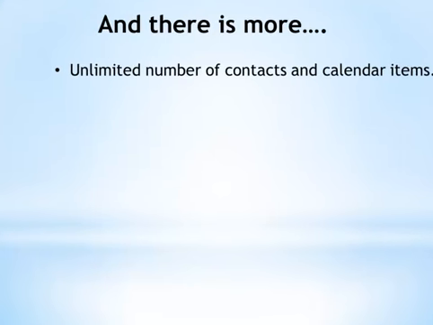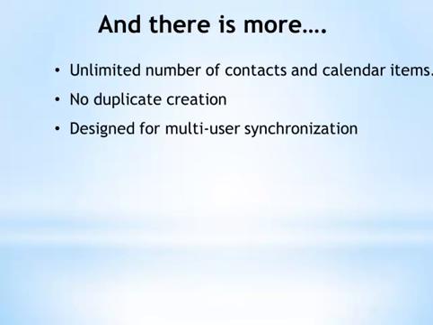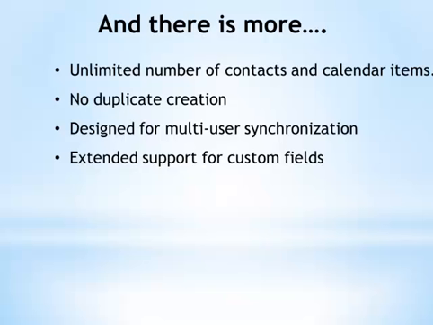And wait, there's more. There's an unlimited number of contacts and calendar items. There's no limitation on those. No duplicate creation. We do everything possible to not create duplicates, and users of our solution don't have the duplicate issues that other solutions offer. The system is designed for multi-user synchronization, i.e. scheduling between iPhones, multiple users, everything. The system takes care of that. It also offers extended support of custom fields, so you can put custom fields in the notes section on the phones, so you can have extra data that otherwise wouldn't be there. Extremely fast to process.